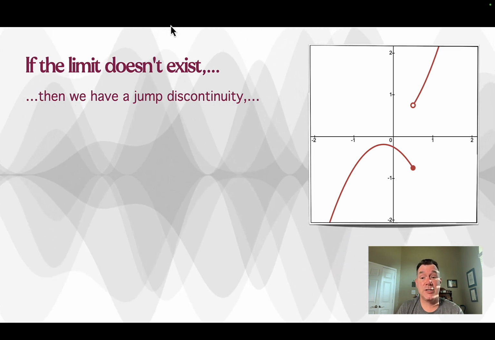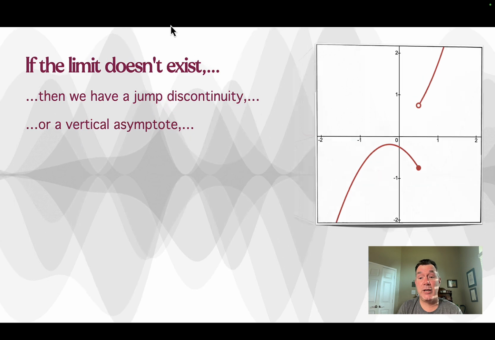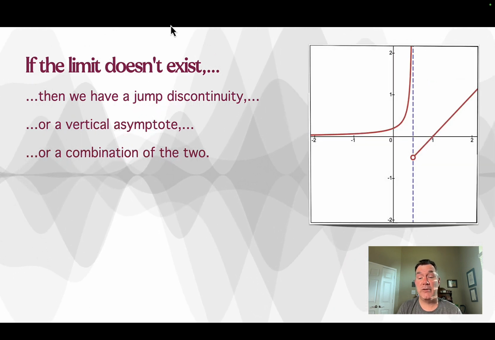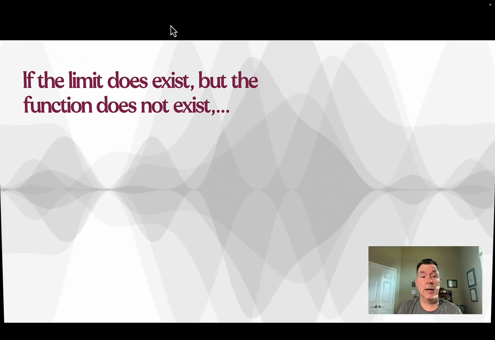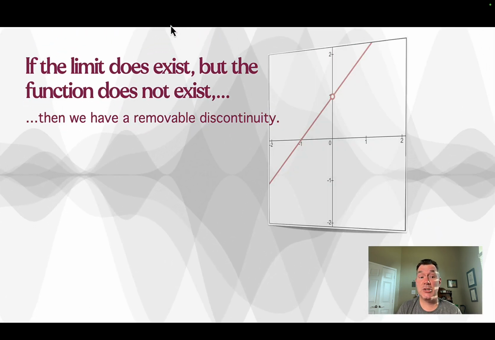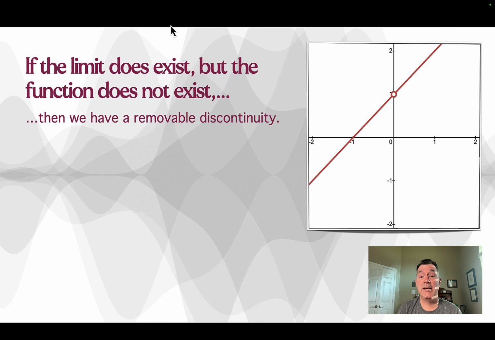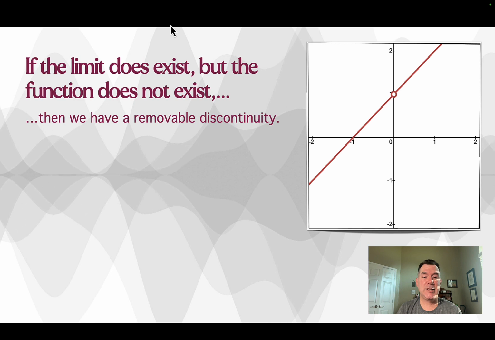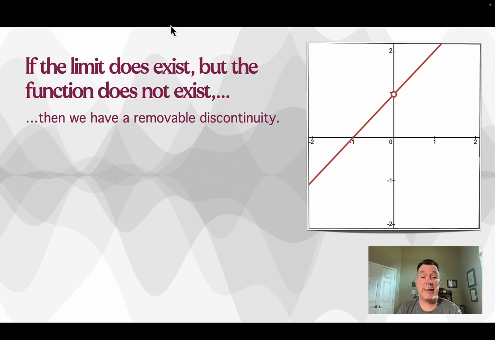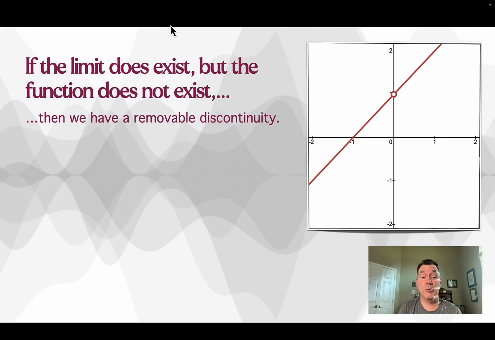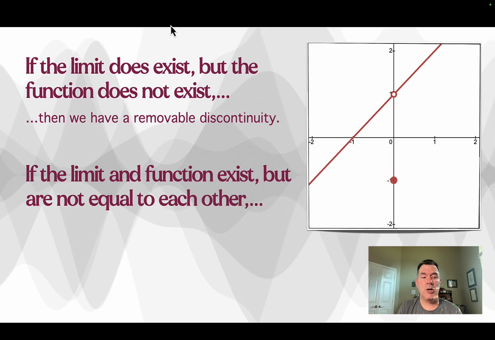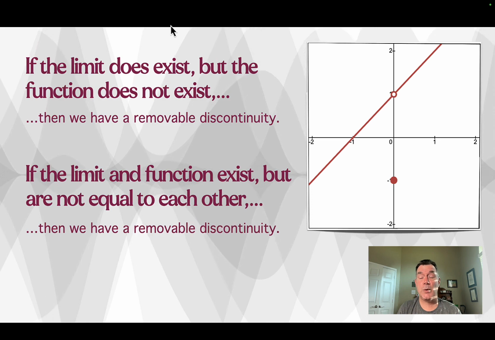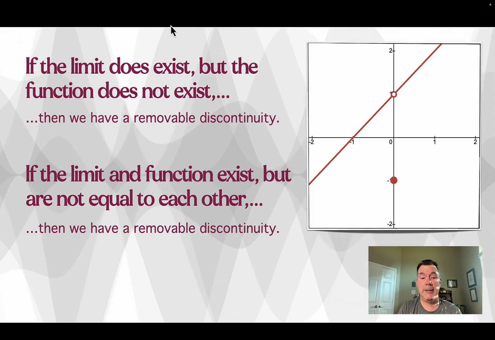So if the limit doesn't exist, that's the first condition. And if that is false, then we have a jump discontinuity, or maybe we have a vertical asymptote, or maybe we have a combination of the two. If the limit does exist, but the function doesn't exist, then what we have is what's called a removable discontinuity. We informally call that a hole, but that's just when we're talking about it. When we write things down as part of a solution, we write removable discontinuity. Also, if the limit and the function do exist, but they're not equal to each other, that's also a case where we would have a removable discontinuity.